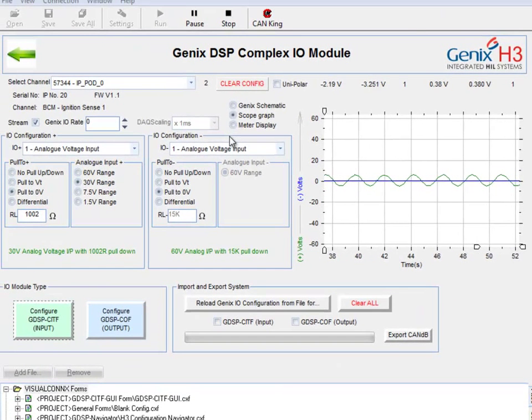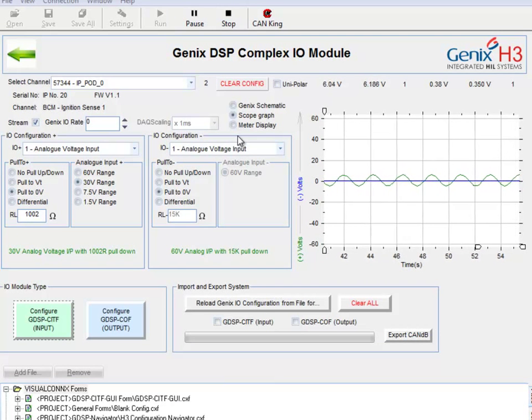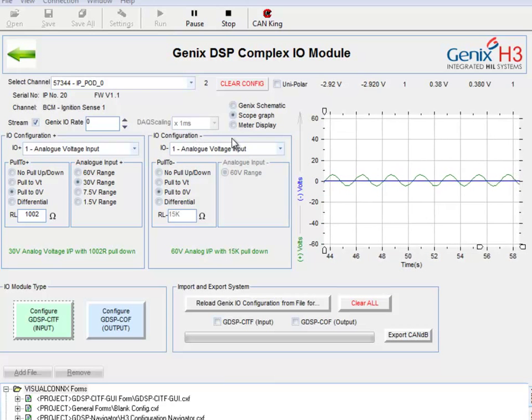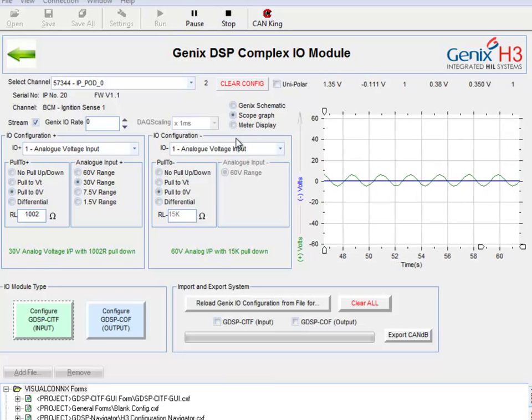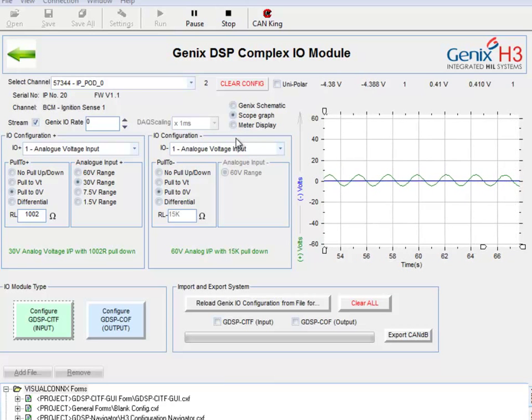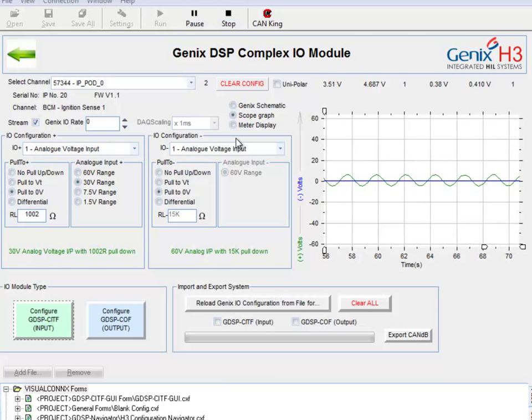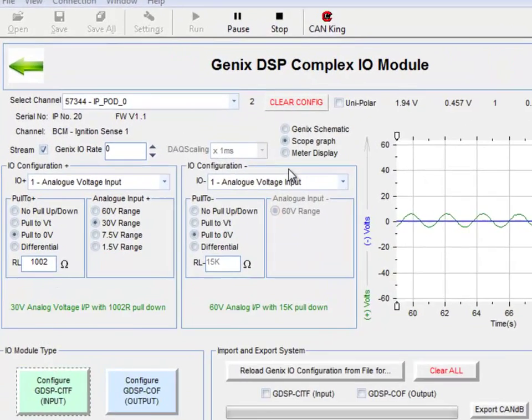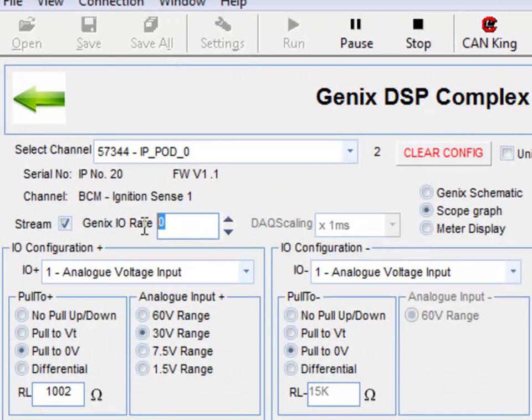Now that we've configured the I/O module to measure an analog voltage on the plus and minus pin, in most cases we need to set the channel up to stream the data over the CAN bus for measurement by other systems, such as real-time targets. To do that, we need to configure the I/O rate for the module to be a certain rate to allow measurement. Try and choose as slow a rate as is practical for the test application to minimize loading the CAN bus too highly. In this case, I'm going to set the I/O rate to 100 milliseconds.